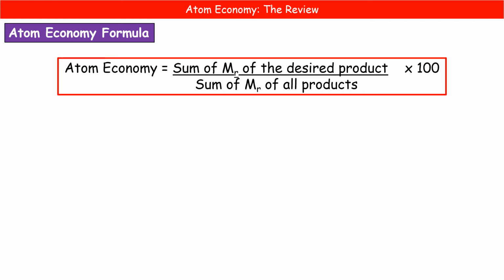The formula we need to know is this, and they're not going to give this to you on the exam necessarily. So this is one to learn. Again, flashcard it, learn it. Atom economy is the sum of the relative formula masses of the desired product divided by the sum of the relative formula mass of all products, and because it's a percentage, we then multiply by 100. So, sum of the relative formula mass of your desired product divided by the sum of the relative formula mass of all of the products times 100.